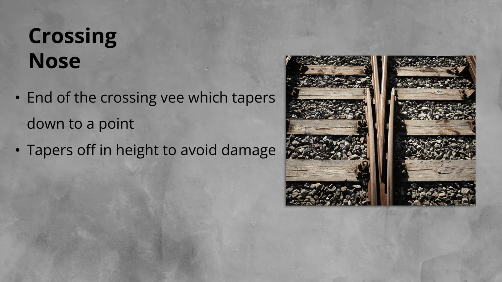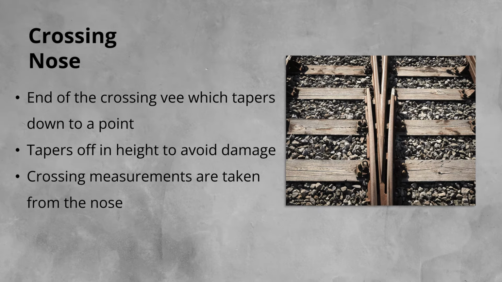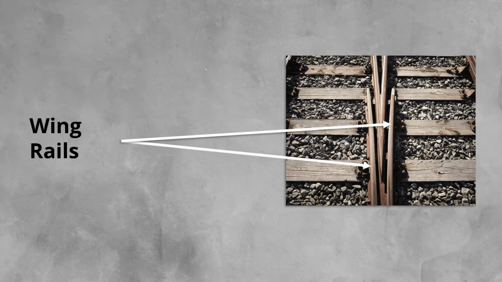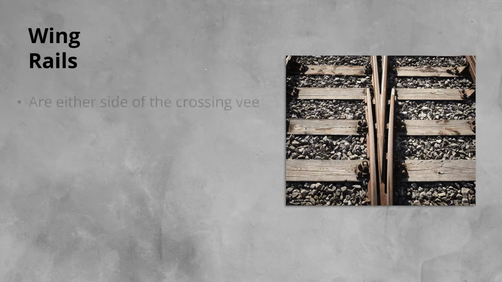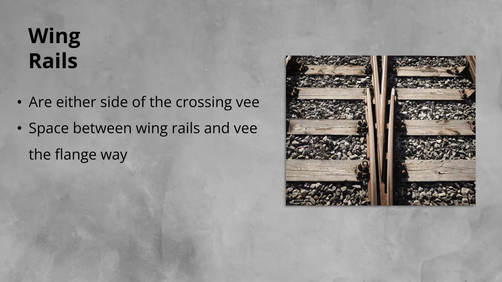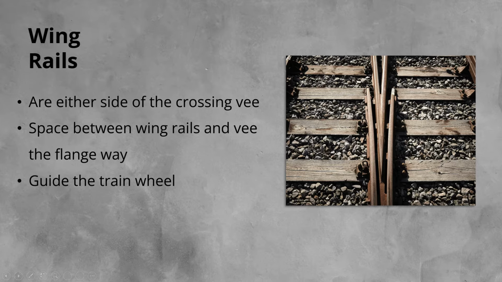Another key thing to remember about the nose of the crossing is measurements, such as the leg lengths, taken from the crossing nose. The wing rails are either side of the V. The space between the wings and V is known as the flange way. This is, as the name suggests, the area the wheel flange passes through. The wing rails help, along with the check rails on the opposite rails, guide the train wheel and ensure it stays on the rail.